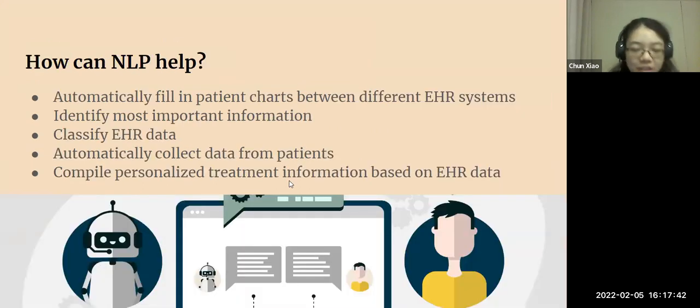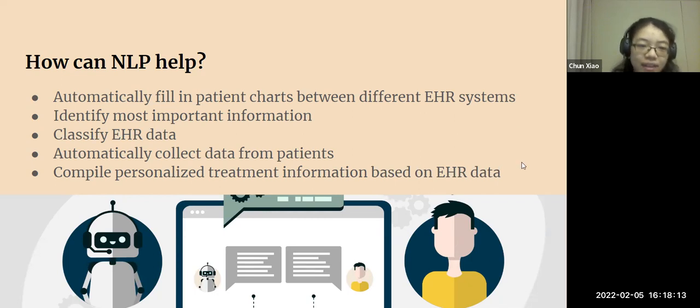So basically, with natural language processing, the program can automatically fill in patient charts between different electronic healthcare record systems. So if it can understand human language just like humans can, then it could read what the doctor has written and interpret the information and extract the important bits and then input it into a new electronic healthcare record system if the patient is moving between places, for example.